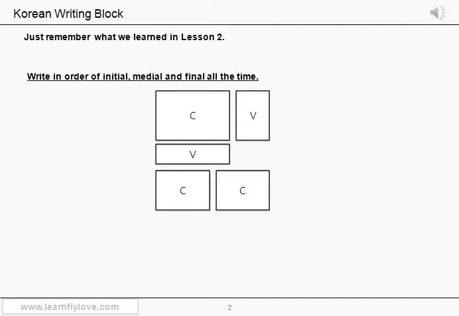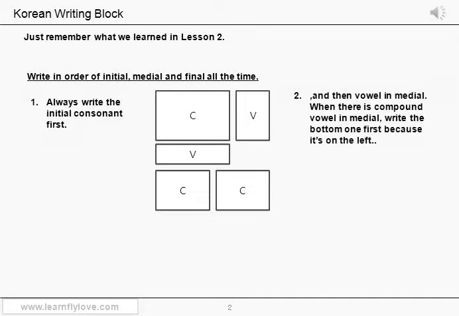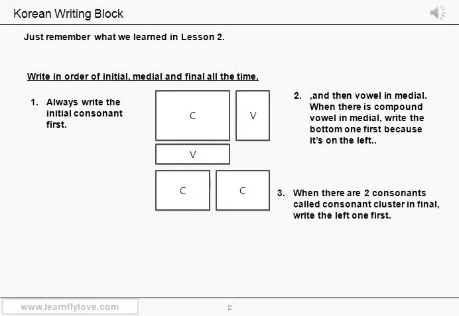This is the one-page writing block summary you studied in lesson 2. We already told you that this is the only page you need to understand whole Korean writing blocks. You always write the initial consonant first, and then vowel in medial. When there is a compound vowel in medial, write the bottom one first, because it's on the left. And in the final, when there are two consonants called consonant cluster, write the left one first.